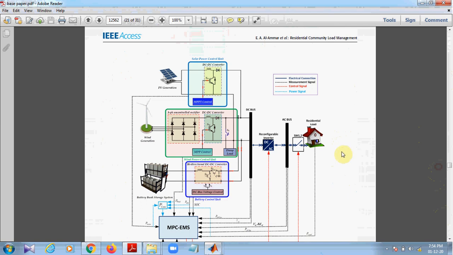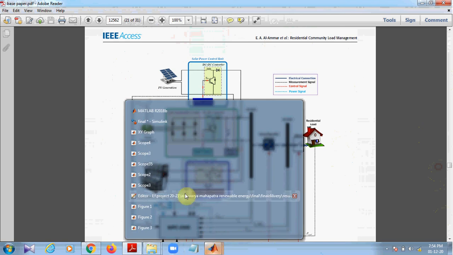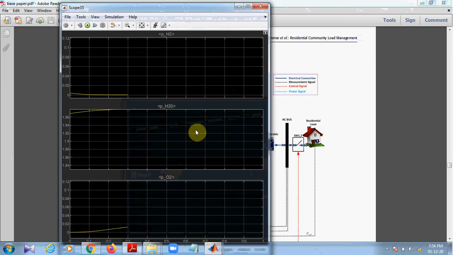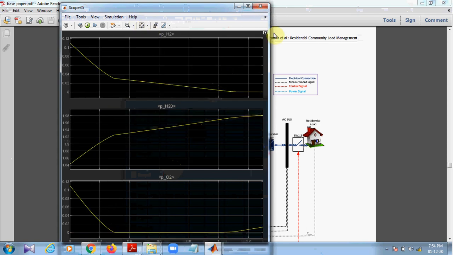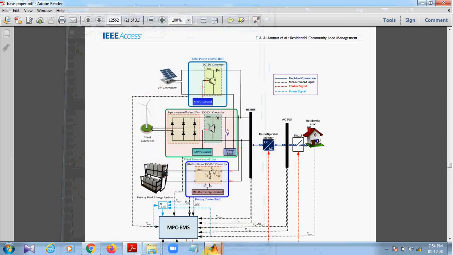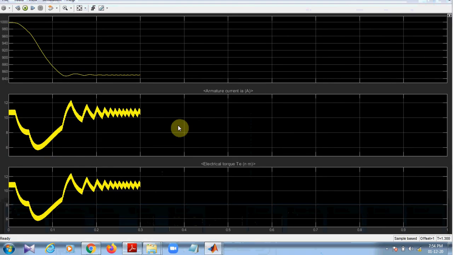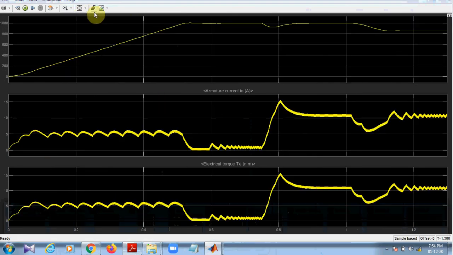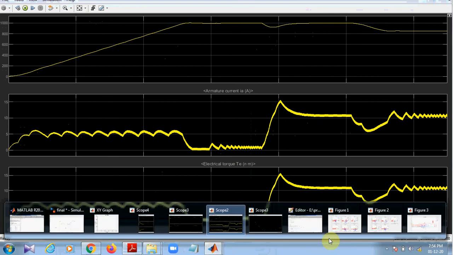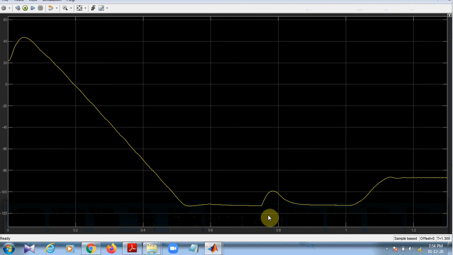Based on our output, it is shown that our system gives a better outcome in terms of different kinds of results. We can see this graph as an outcome, for example in terms of current and torque. This is showing a stable outcome from various perspectives. So this is how we have created the system.